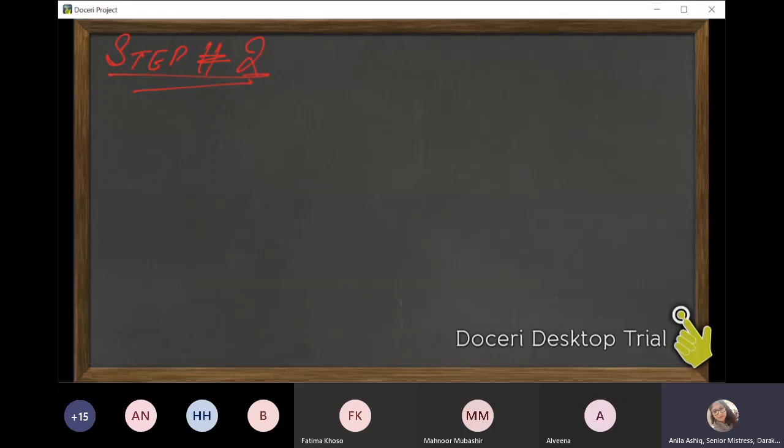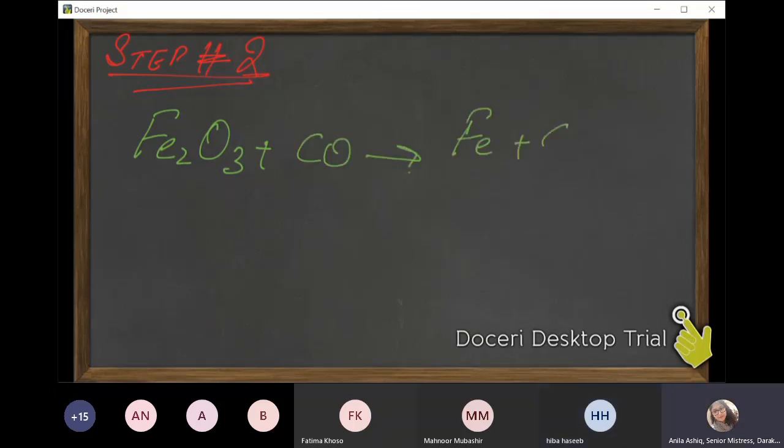All right. Hiba Haseeb, can you tell me the next step or the next reactions that happen in the blast furnace? Iron is removed from its oxides. And how does that happen? Which iron is reacting to what? Fe2O3 reacts with carbon monoxide to give Fe3O4 and carbon dioxide. Yeah. It can be carbon monoxide in the case of hematite. In the case of magnetite, but your answer is perfect.